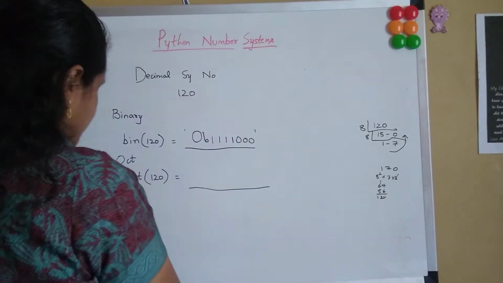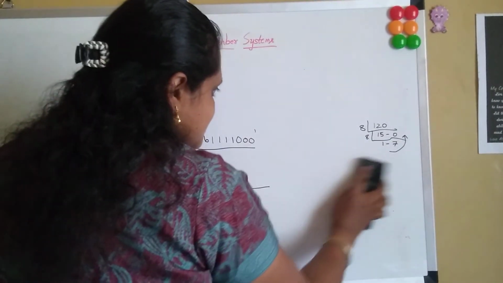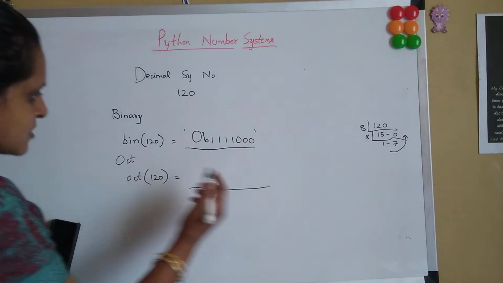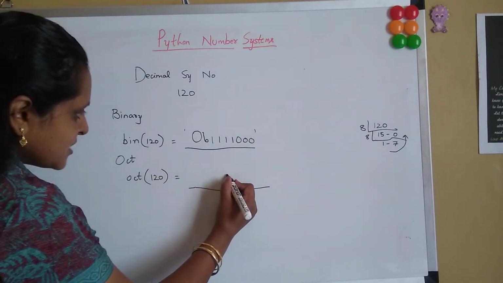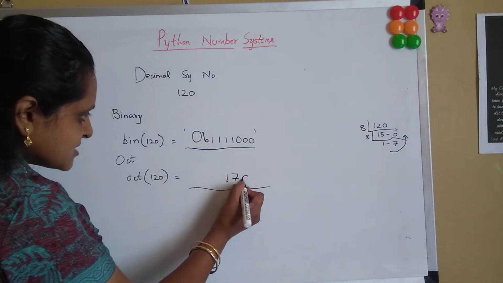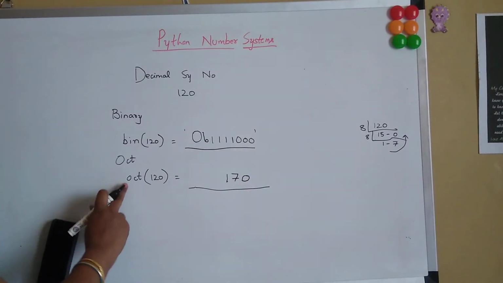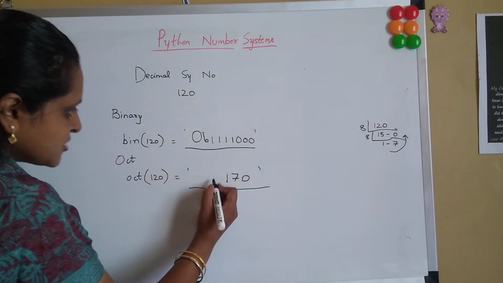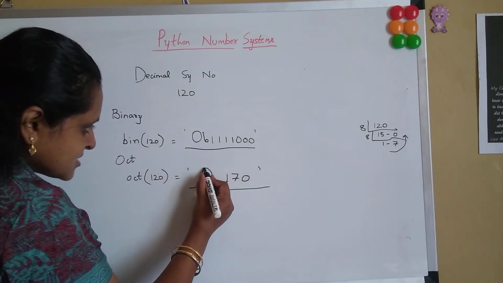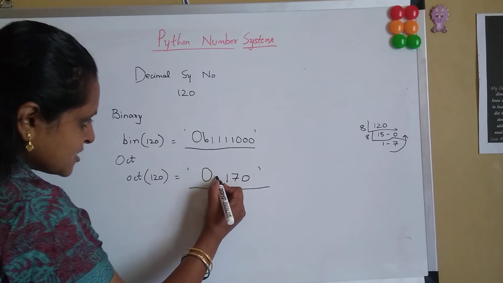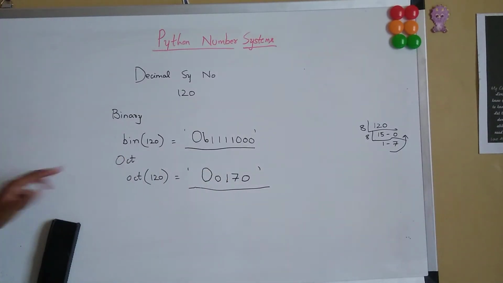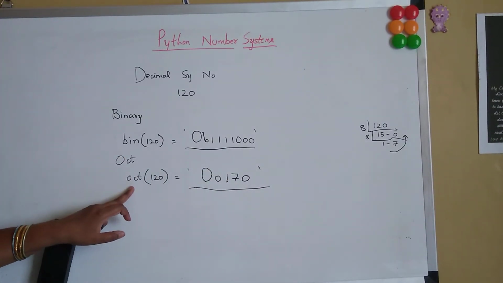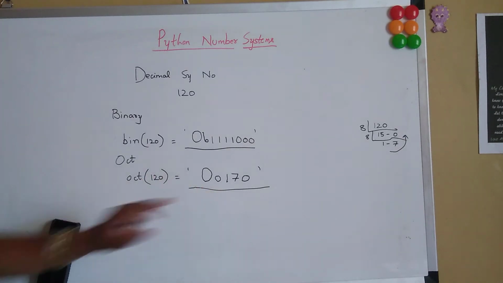So you get 120. So it is 1, 7 and 0. The octal representation of the number 120 would be 1, 7 and 0. And since Python represents it as a string, we get it in string format, and it will prefix it with 0 and a small o. This is how Python's inbuilt function oct returns the value.